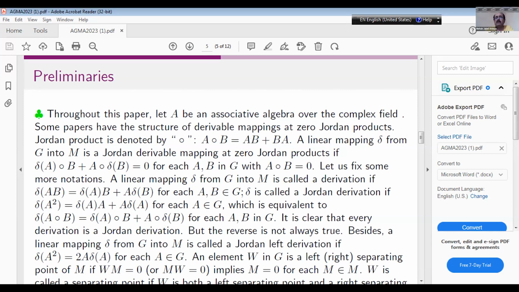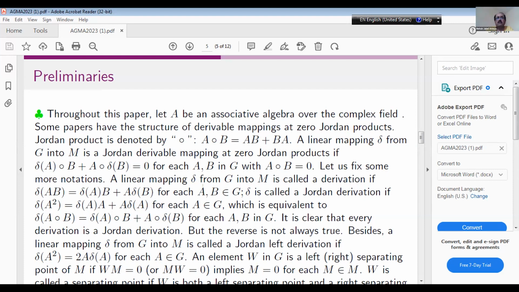A linear mapping sigma from G into A is a Jordan derivation at zero Jordan products if sigma of A circle B plus A circle sigma of B equals 0 for all A, B in G with A circle B equal to 0. This means the Jordan product equals 0. Let us fix some more notation.